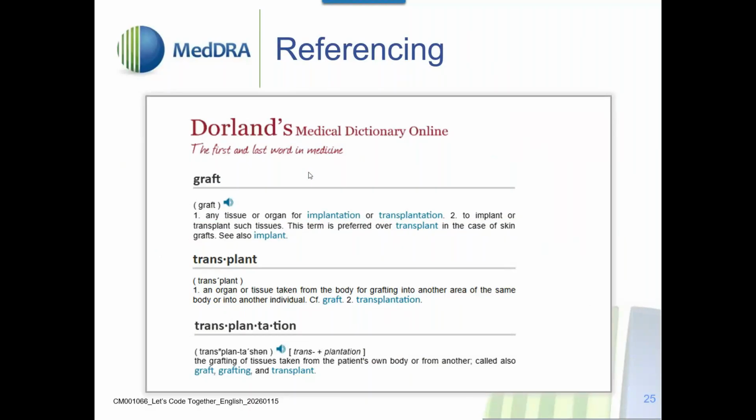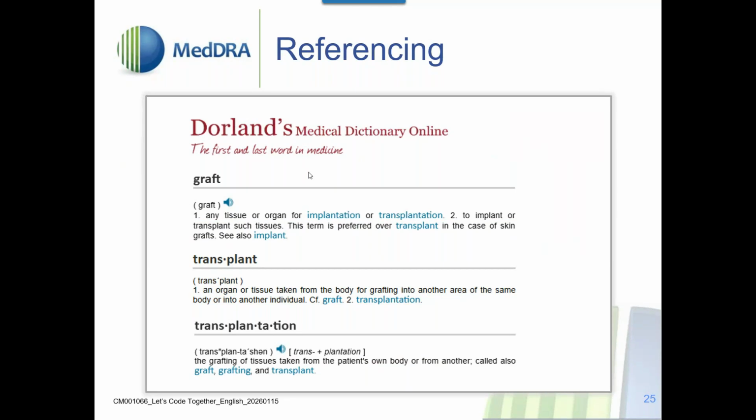So graft, what is a graft? We're back again now to our Dorland's references. It's any tissue or organ for implantation or transplantation, or the process of implanting the tissues. So the term graft is preferred over transplant for when it's skin. Well, we don't know again what ours is, but it's not going to be skin because it's vascular. So it's probably an organ of some kind. It could well be heart. We know what a transplant is here. Dorland says it's an organ or tissue taken from the body for grafting. And transplantation is another way of saying the process of inserting it.